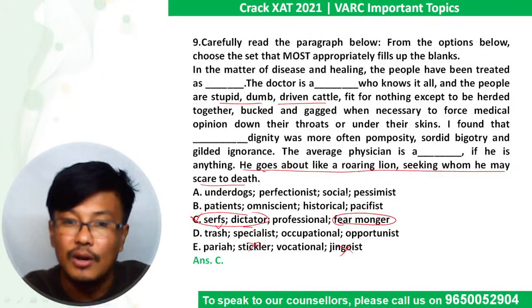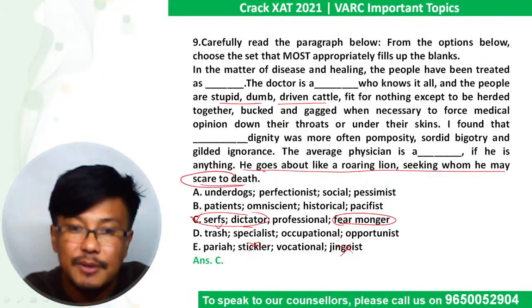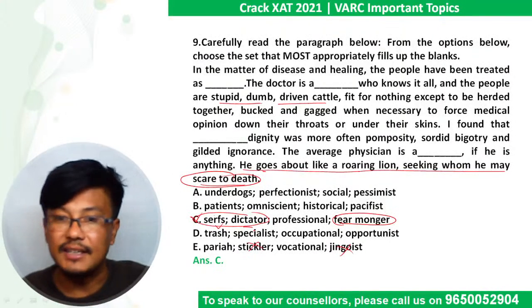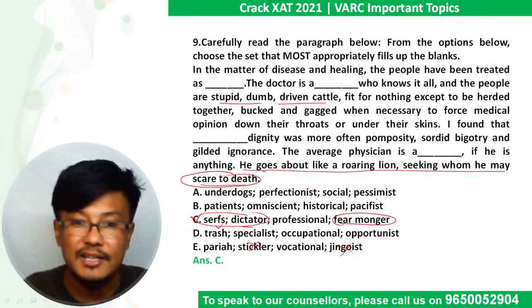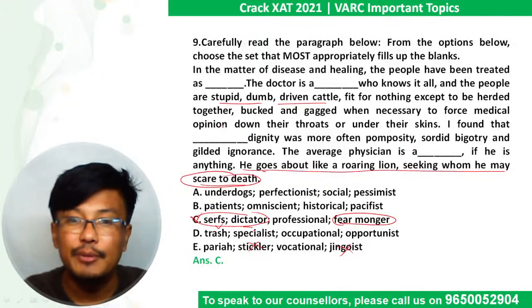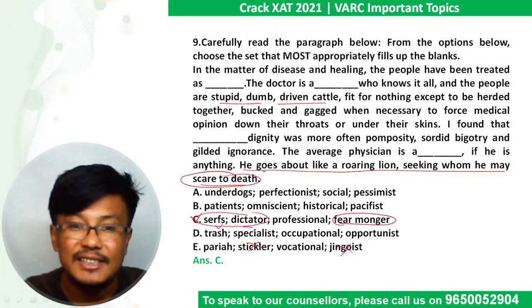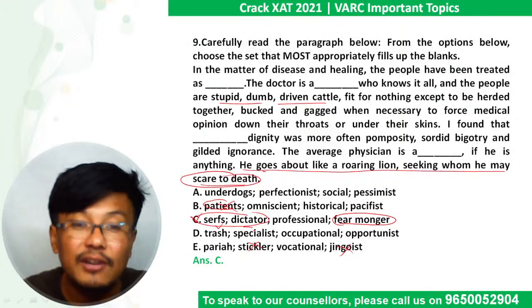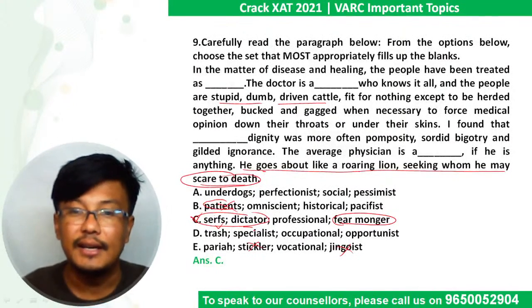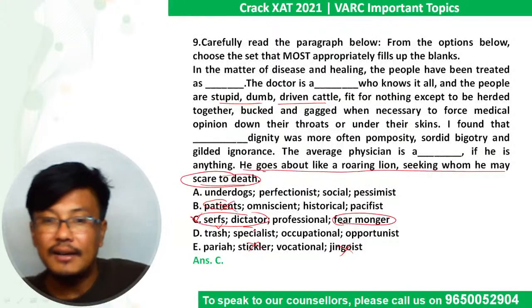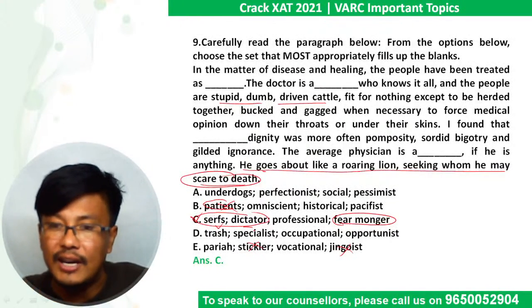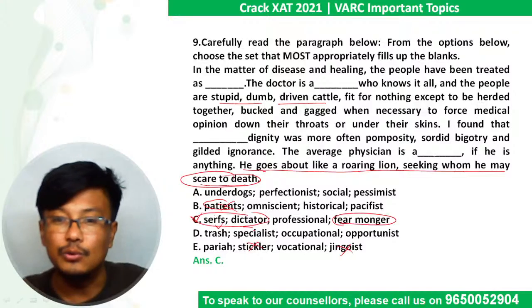That is what it means. So somebody who scares people to death. So the best answer is D, right? And if you notice, what is the problem with B? The people have been treated as patients. Now they are treated badly. They are treated badly is not reflected in patients, right? And in the second blank, dictator suits very well. In the last blank, fearmonger suits very well, right?